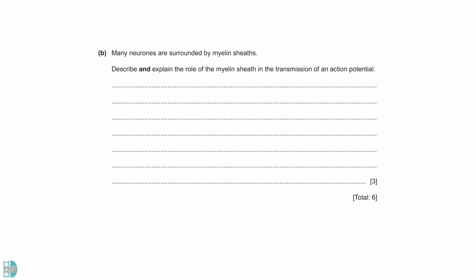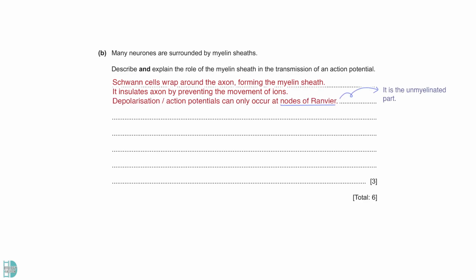B. Describe and explain the role of myelin sheath in the transmission of an action potential. First, Schwann cells wrap around the axon and form the myelin sheath. It insulates the axon and prevents the movement of ions. Due to this insulation, depolarization or action potentials can only occur at nodes of Ranvier. This creates a longer local circuit as the nodes are 1 to 3 mm apart.